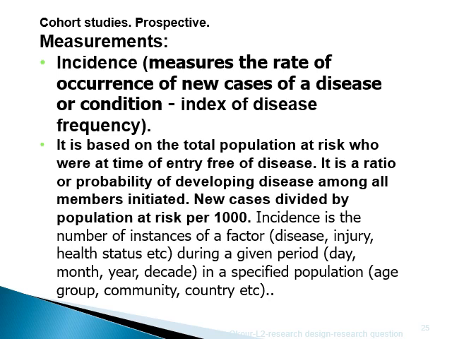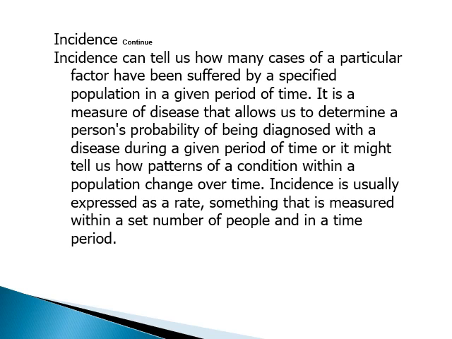Incidence is the number of instances of a factor, disease, injury, or health status during a given period in a specified population. Also about incidence, it can tell us how many cases of a particular factor have been suffered by a specified population. It's a measure of disease that allows us to determine a person's probability of being diagnosed with disease. Incidence is usually expressed as a rate, something that is measured within a set number of people and in a time period.